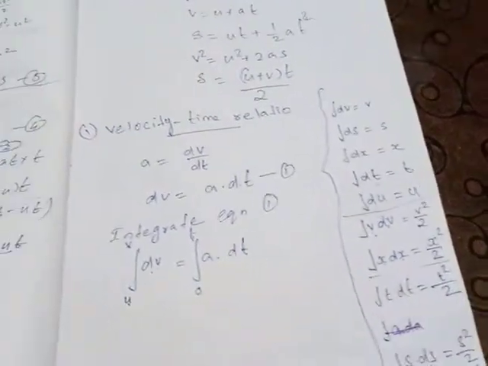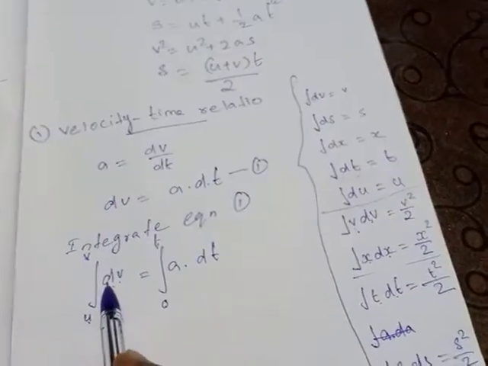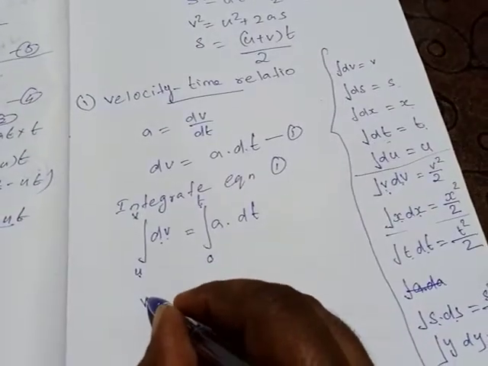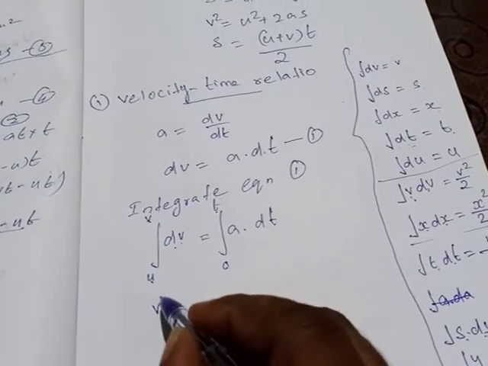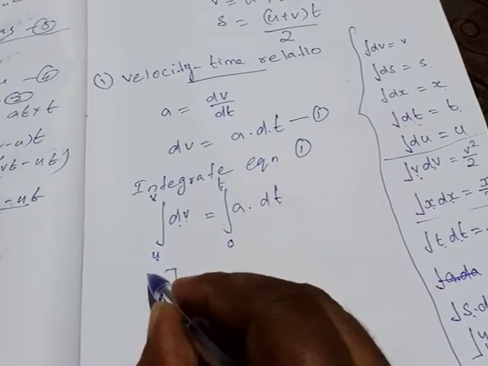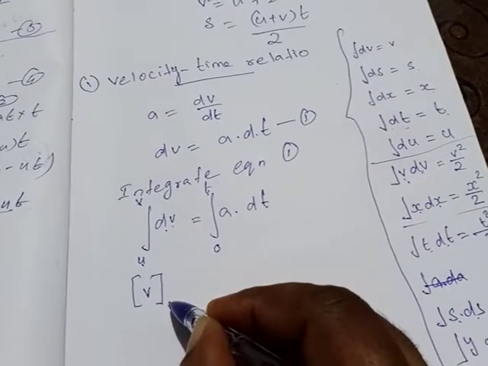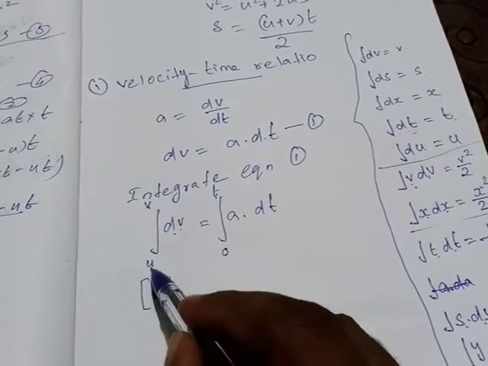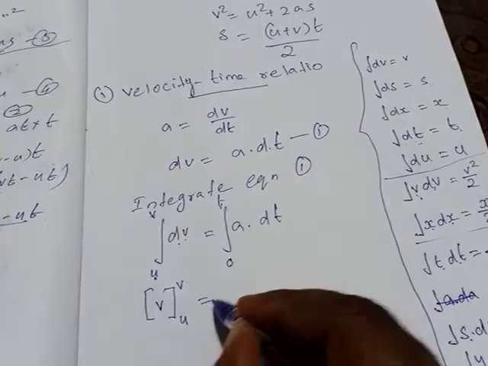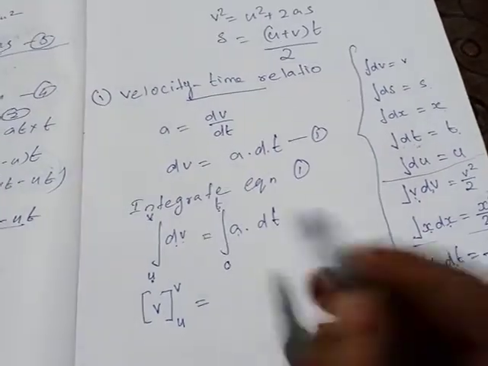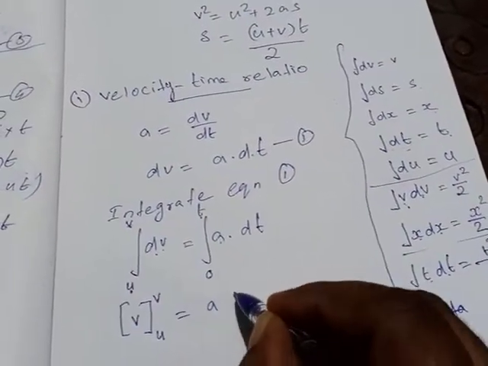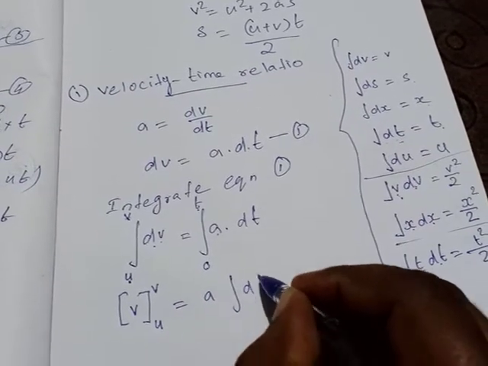So here, the integration of dv is v, small v. Now applying the limits, you have to use a square bracket and put the upper and lower limits. This is the lower limit and this is the upper limit, u to v. Here a is constant, so no need to integrate it. Take it outside and just integrate dt.